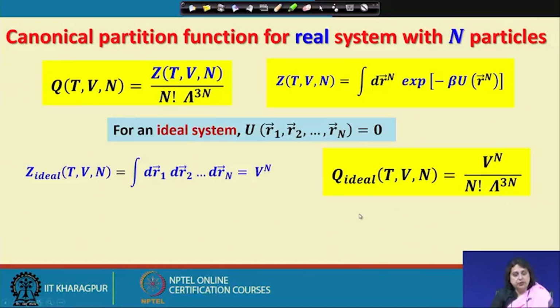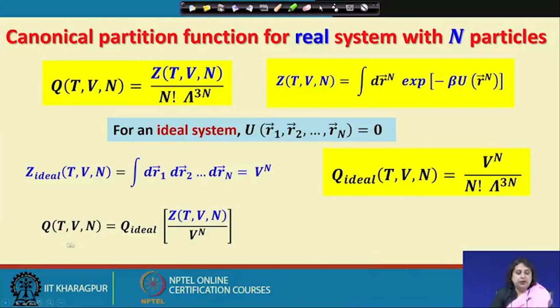Now, what I am going to do is write out the total canonical function for the real system in terms of the ideal gas partition function multiplied by another function which depends on the configuration integral, and I have adjusted this V to the power of n term over here. Now, why would I like to do this?